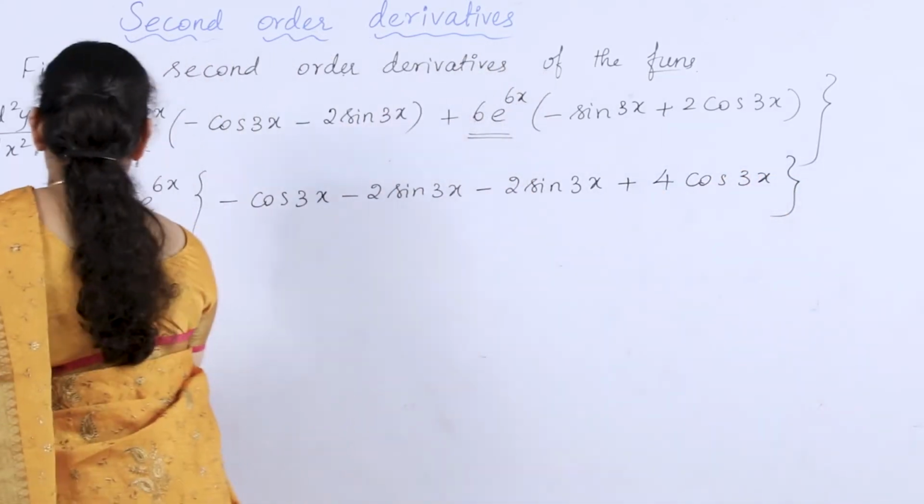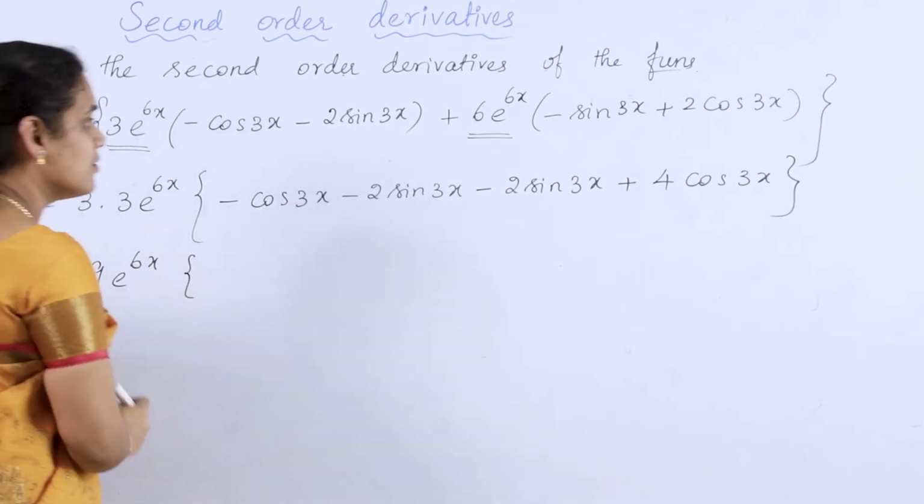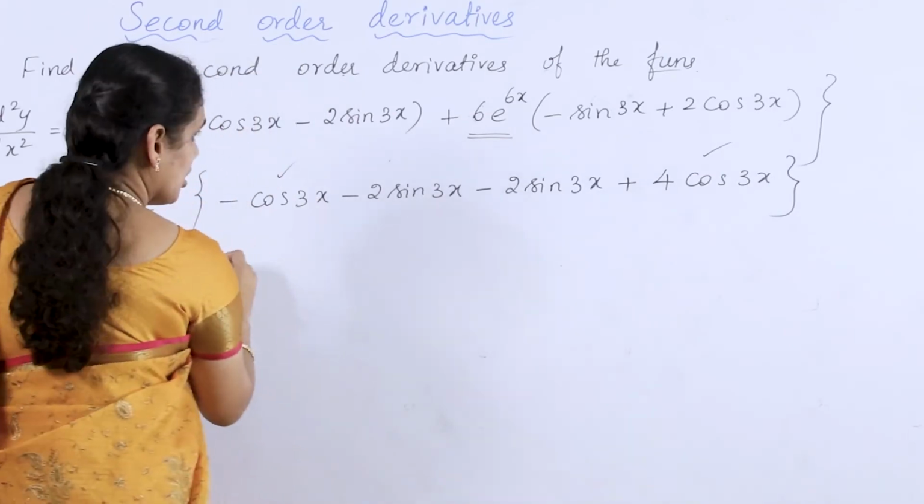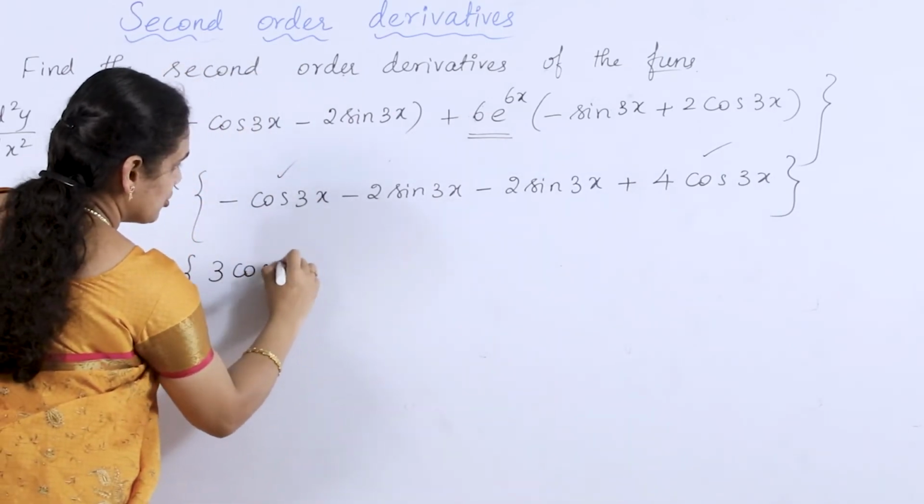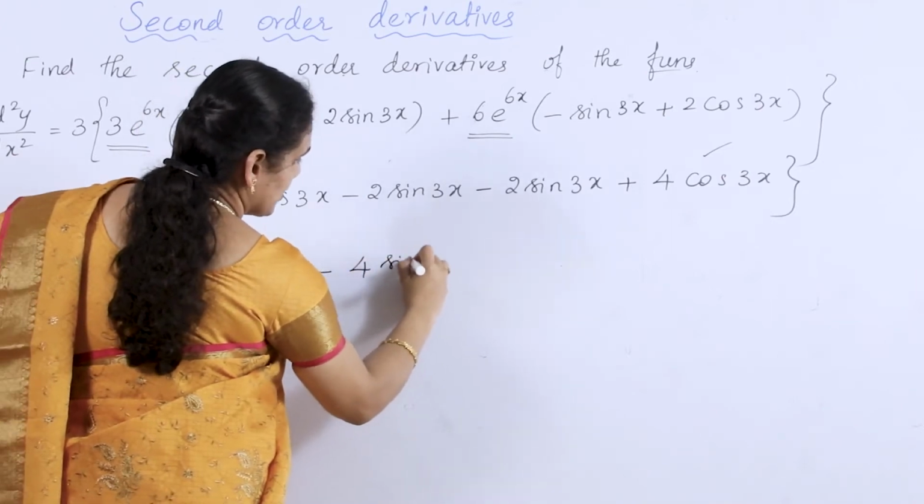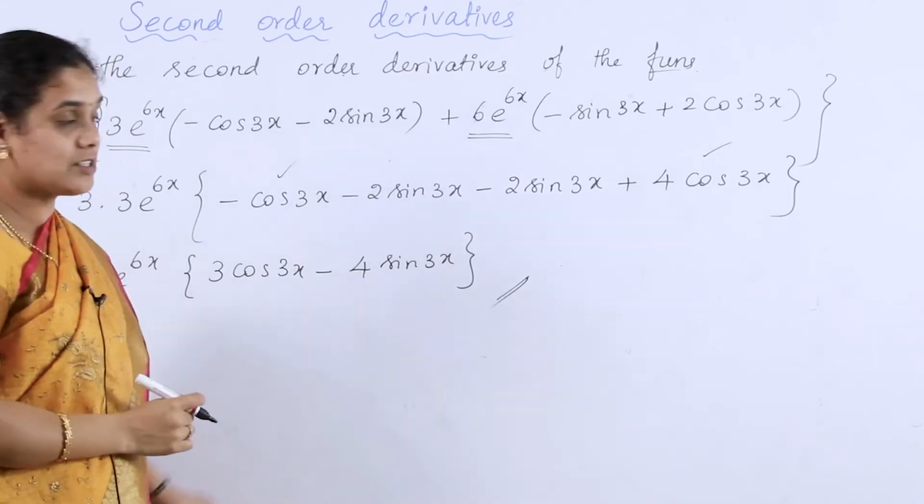Then this is 9 e to the power 6x. So inside the bracket we simplify. If we simplify these two, 3 cos 3x, and if you take these two together, minus 4 sin 3x. So this is the required answer. This is our second derivative.